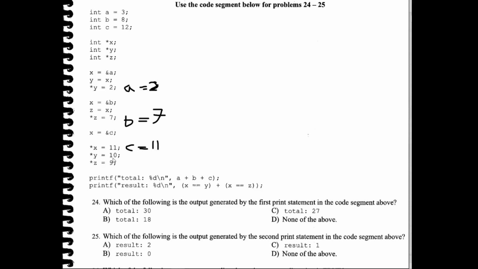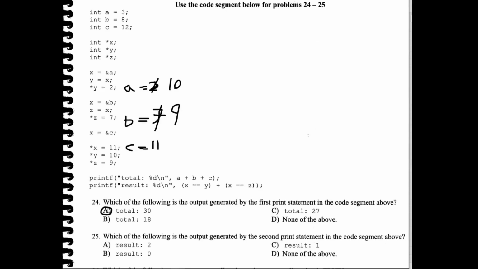And now it goes back and it sets Y to 10, so instead of 2, A is going to be 10, because again, Y is still the address of A. And then it sets Z, which again is the address of B, to 9, so this will change from 7 to 9. And then the first print statement asks us what's A plus B plus C, and 10 plus 9 plus 11 is 30. The answer is 30.